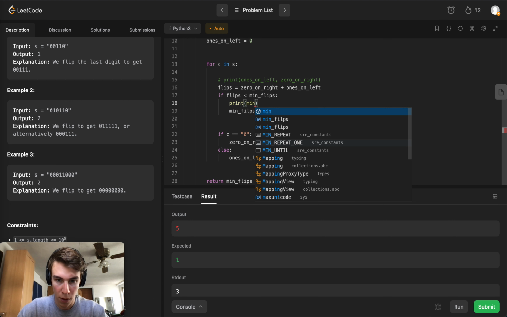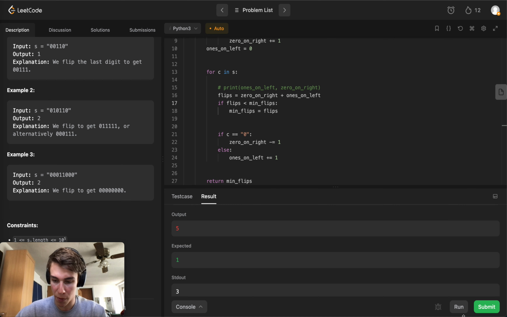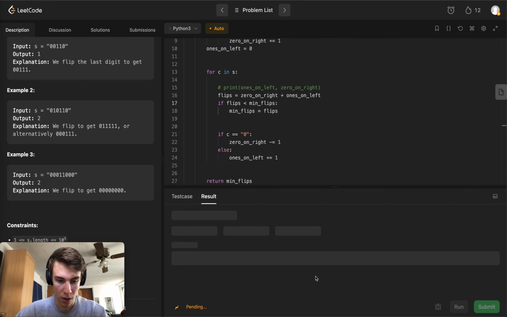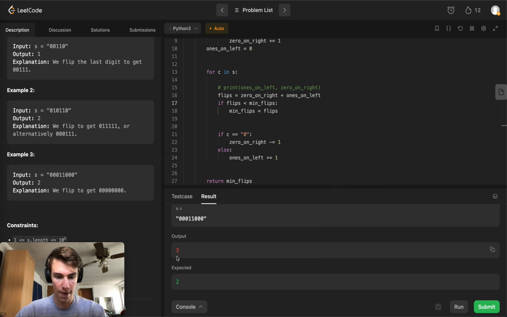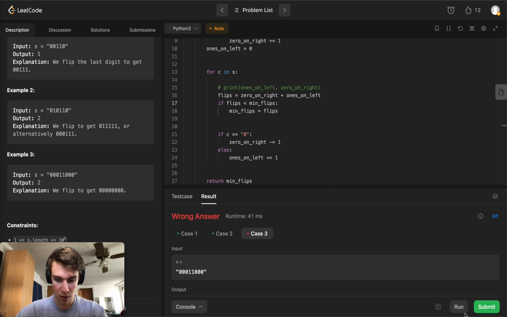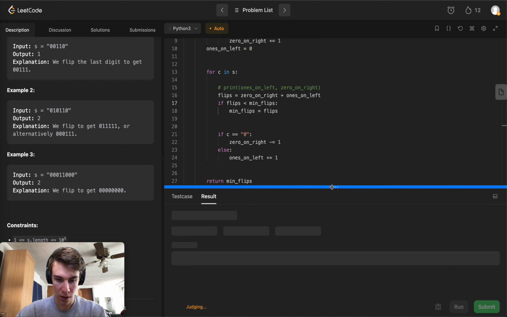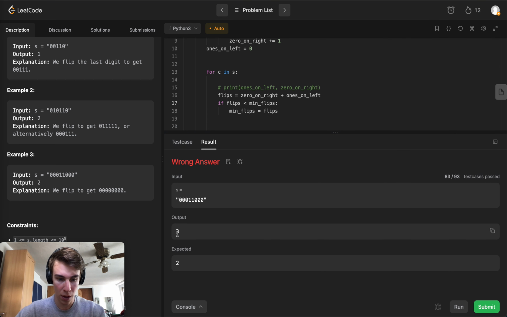Spelled it wrong. Say constant. Problem, I had it spelled wrong, so it wasn't picking up the right variable. Okay, sweet. So now that it's actually correct, let's see. The output is 3.